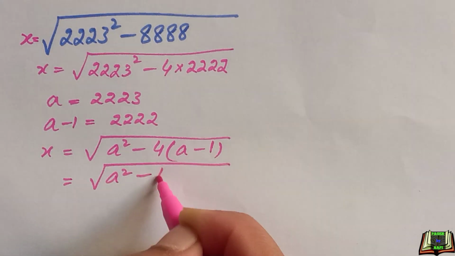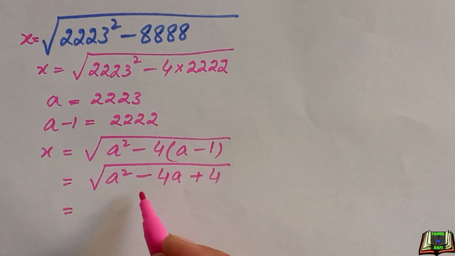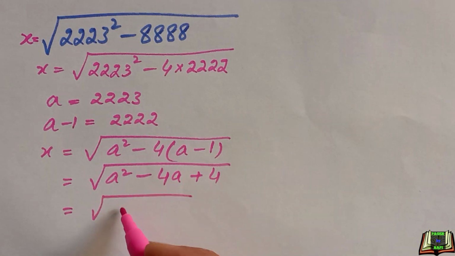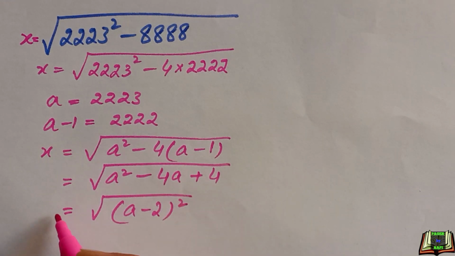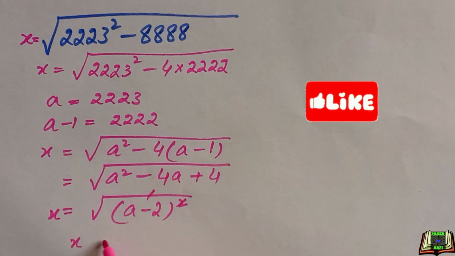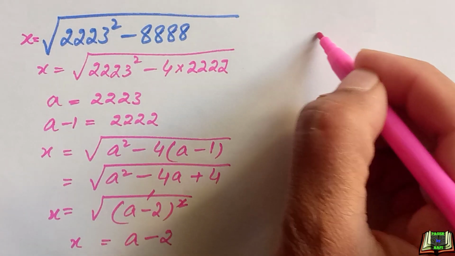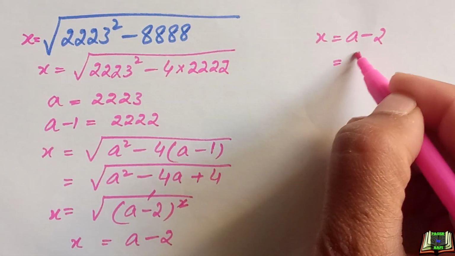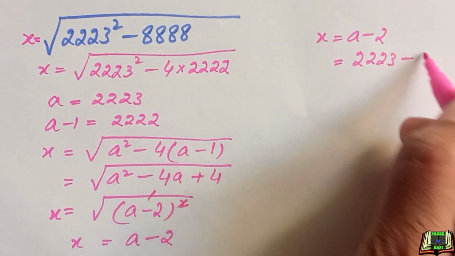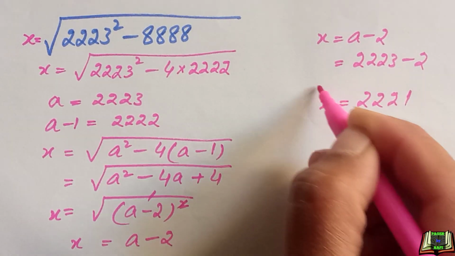After multiplying, we get 4a minus and minus plus 4. And this is all equal to a minus 2 whole square. Here square and root will be cancelled out. We have x is equal to a minus 2 and we suppose the value of a as 2223. So putting the value of a, we get 2221, which is the required value of x.